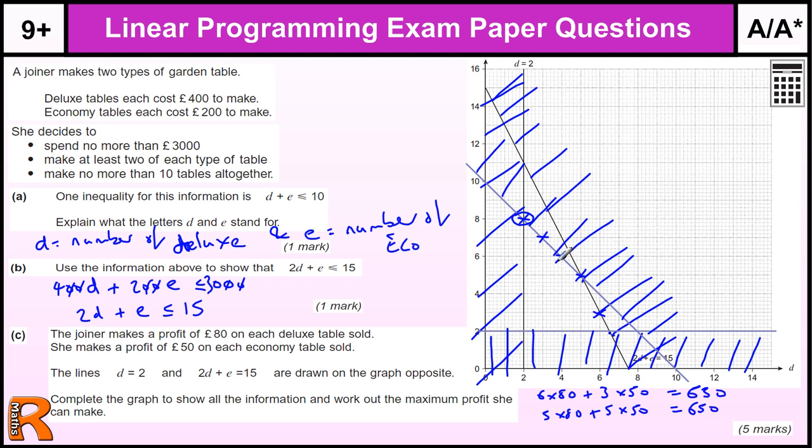And then if we go for this one, 4 and 6, okay, that's clearly not going to be more than that because we're going down 80 and only up 50, so that's not going to work. So it's going to be this one, £650 on 5 and 5.